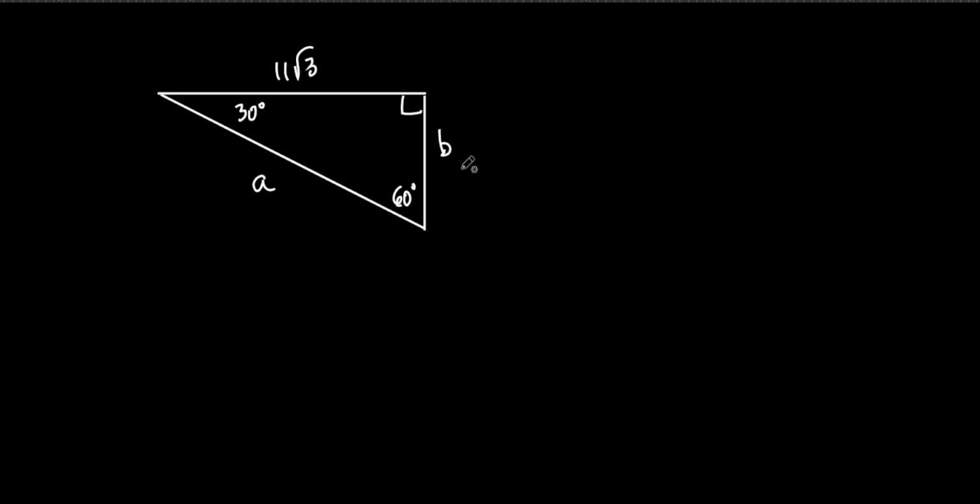Little bit of a problem with this. I don't know B. I don't know the short side. And I don't know the hypotenuse. So I can't just take half of it to solve this. All right? So let's write it down, though. The hypotenuse is twice the short side. And the long side is equal to the square root of 3 times the short side.